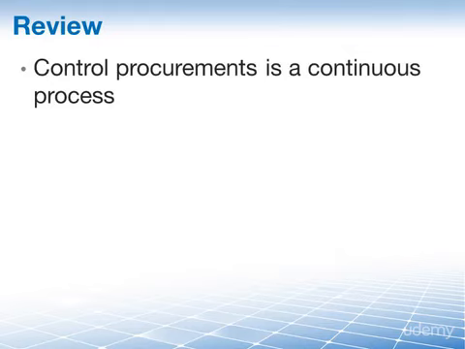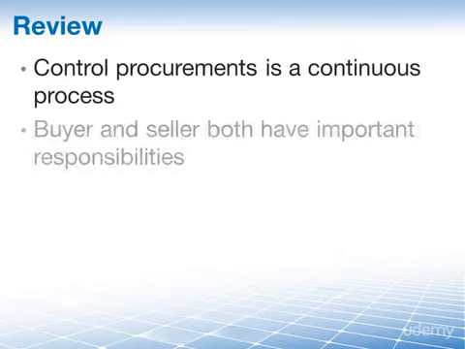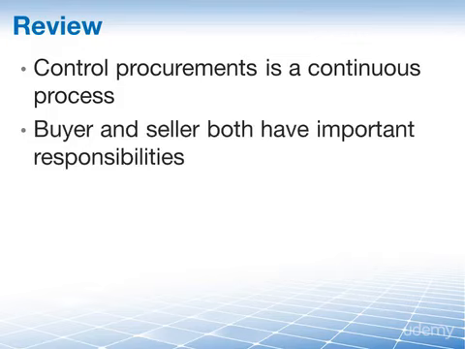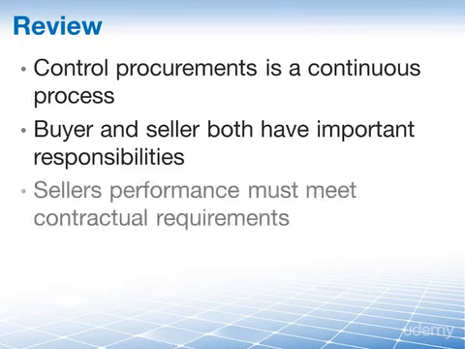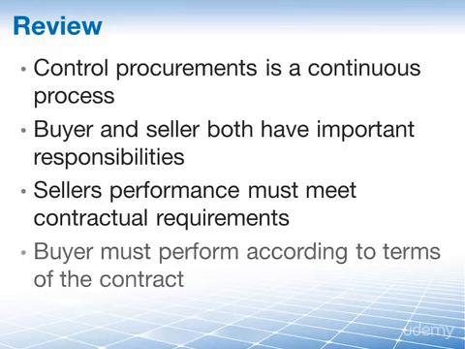This is not something that you do once and then forget. Both the buyer and the seller are responsible for ensuring that both sides meet their contractual obligations and that their own legal rights are protected. The control procurements process ensures that the seller's performance meets contractual requirements and that the buyer performs according to the terms of the contract. And that pretty much sums it up.